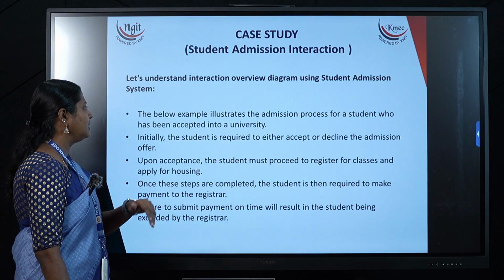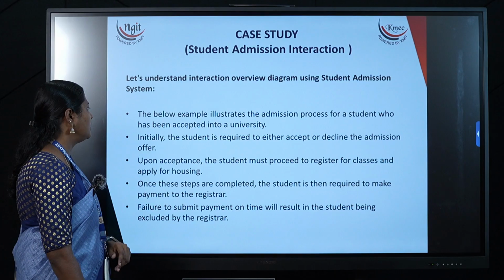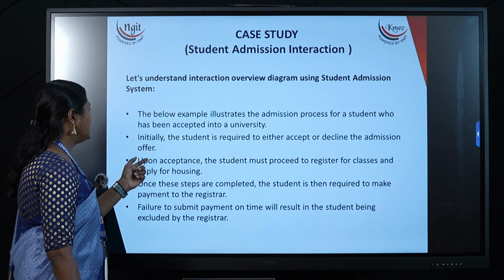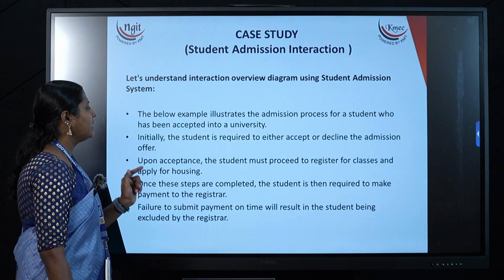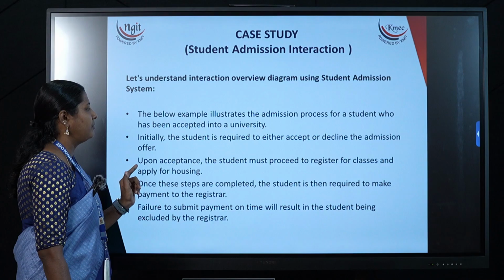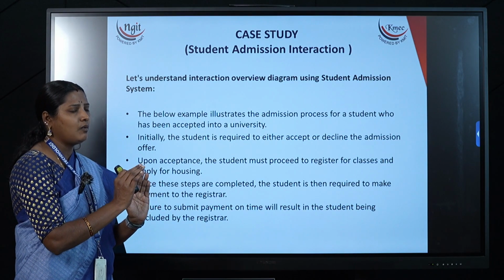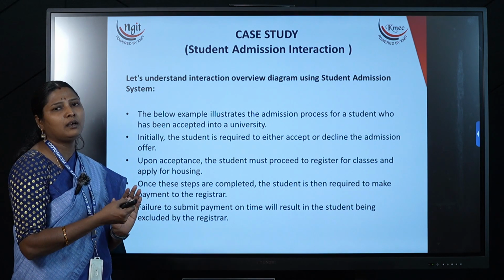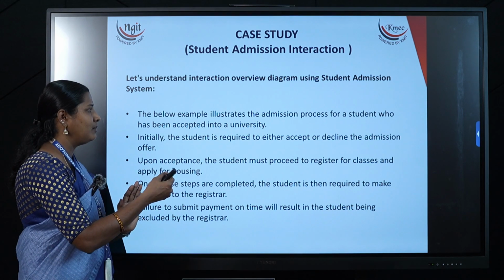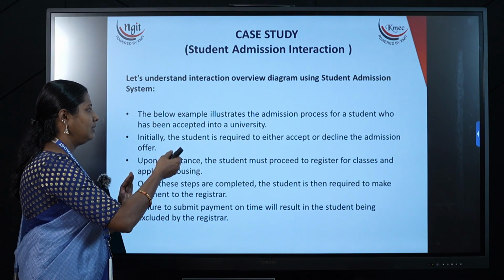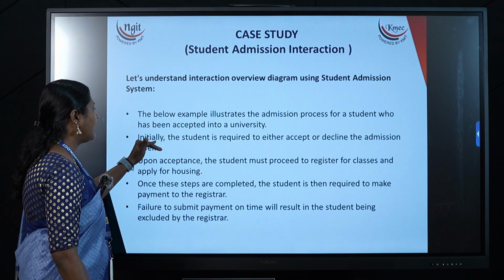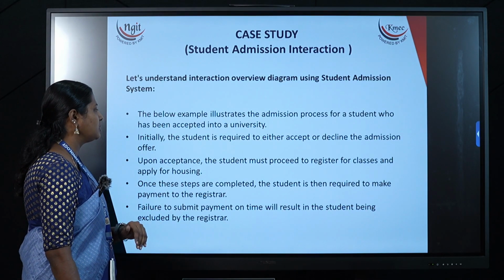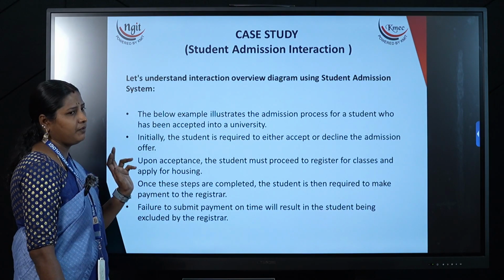The example below illustrates the admission process for a student who has been accepted into a university. Initially the student is requested to either accept or decline the admission offered. Once they get the admission offer, the student must decide whether to take the admission or decline it. Upon acceptance, the student must proceed to register for the classes or apply for housing.